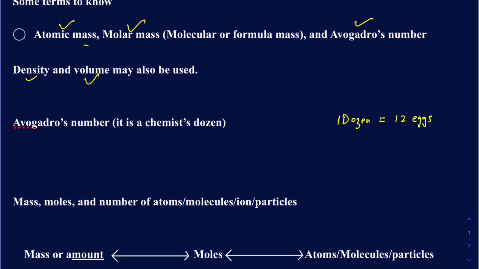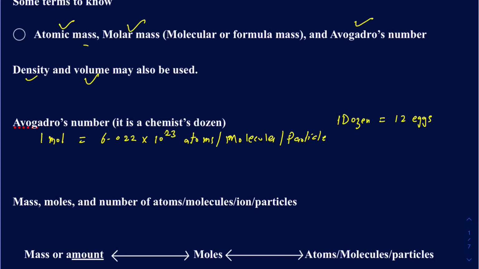What that really means is 1 mole of anything is going to have 6.022 times 10 to the 23 atoms or molecules or particles. Literally means anything. I could talk about photons, I could talk about ions. If I have 1 mole of anything, that's how many it's going to have.